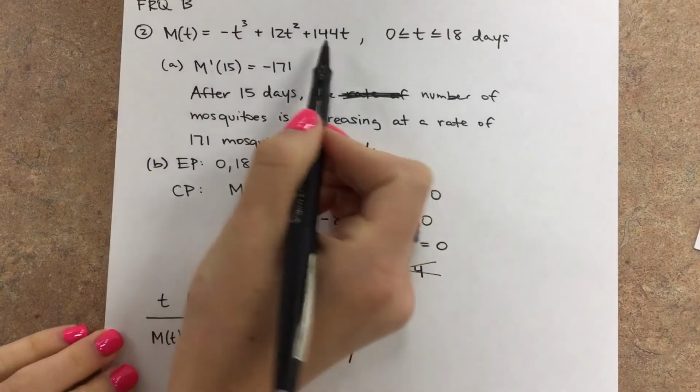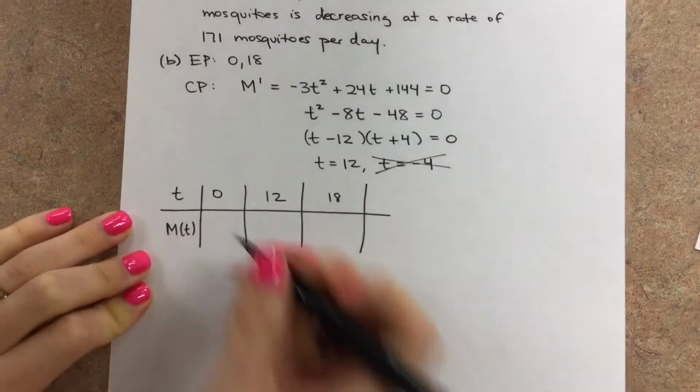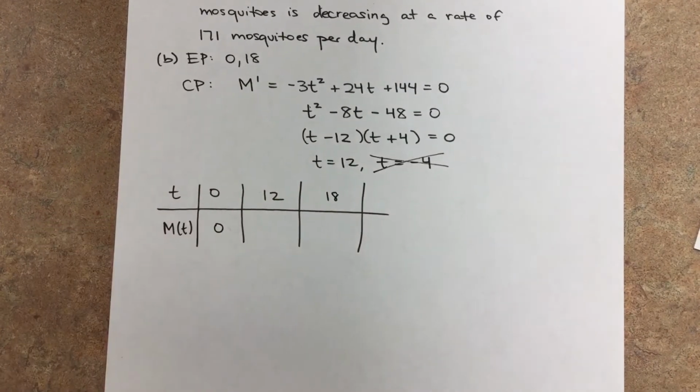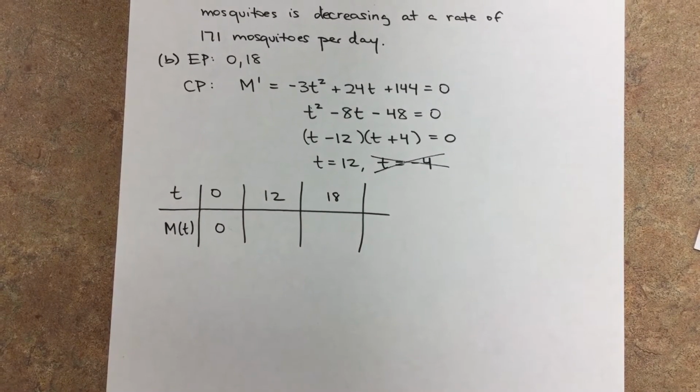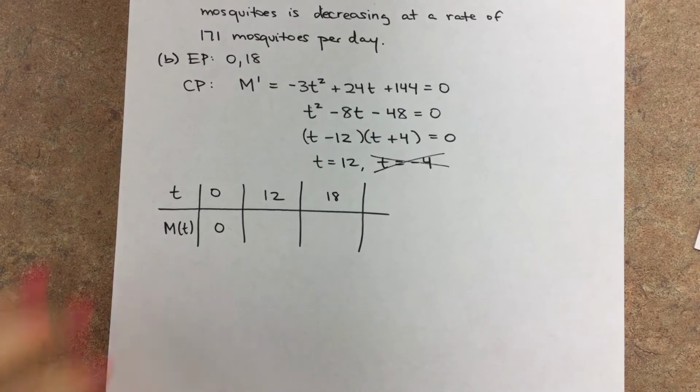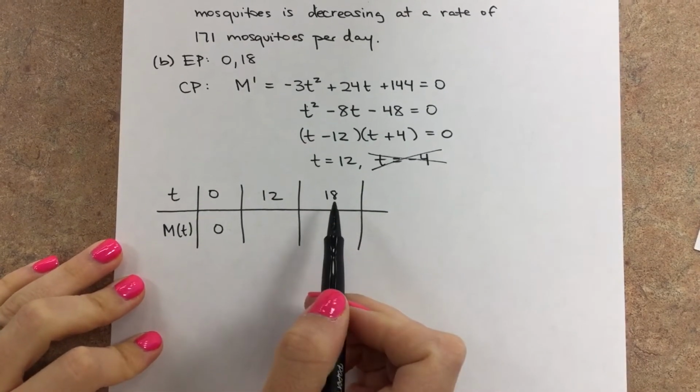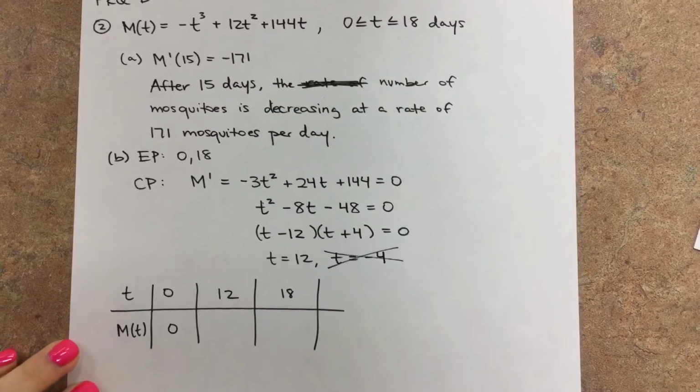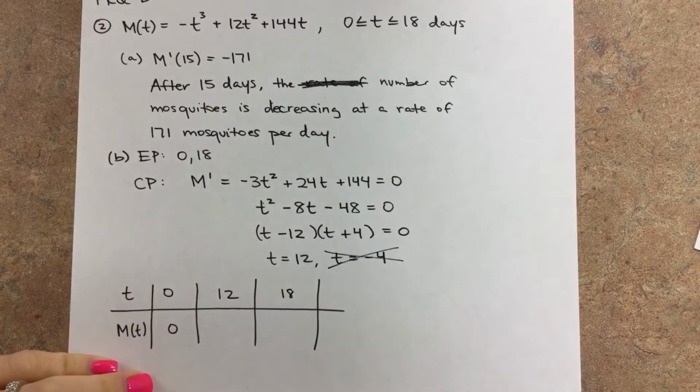So the 0, we sub in here, you've got 0 plus 0 plus 0. So there are no mosquitoes when this starts off. Major rainfall, apparently there are 0 mosquitoes to begin with. Then we want to plug in 12 and 18. So we are going to do a little bit of arithmetic, subbing into this expression right here.